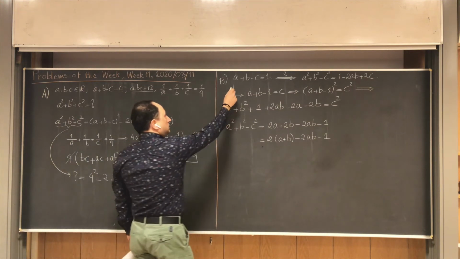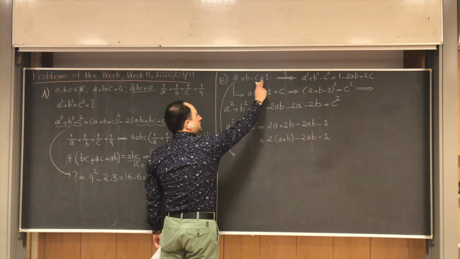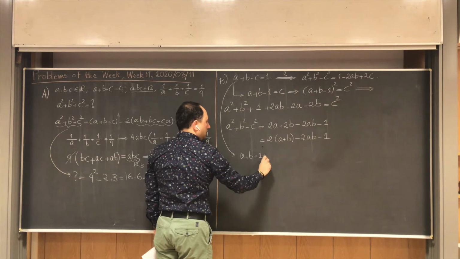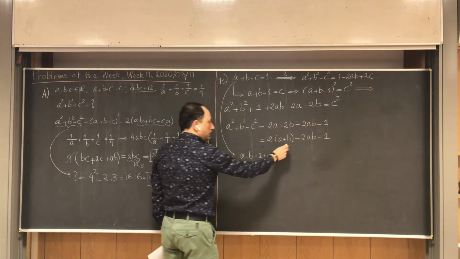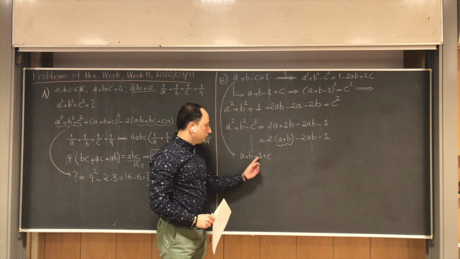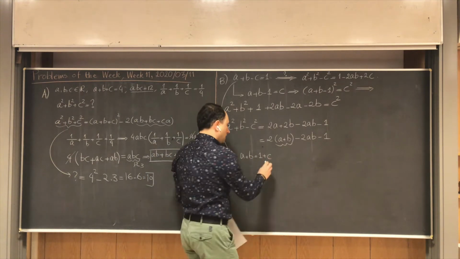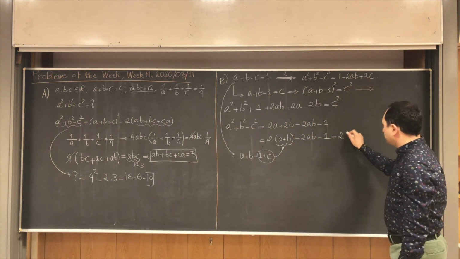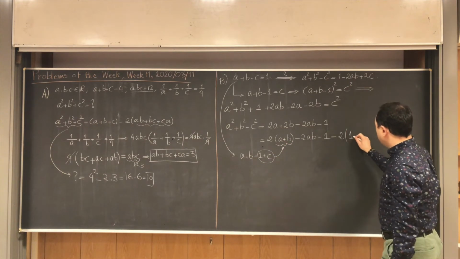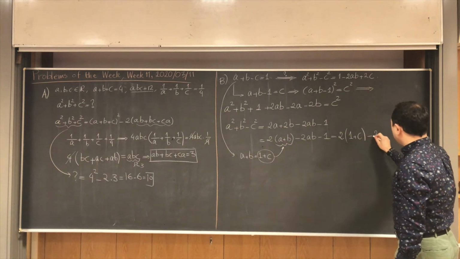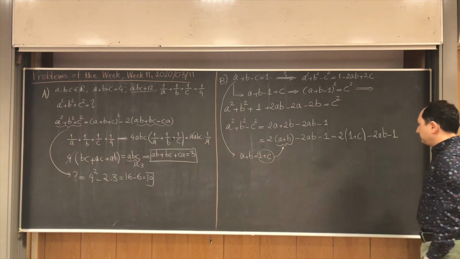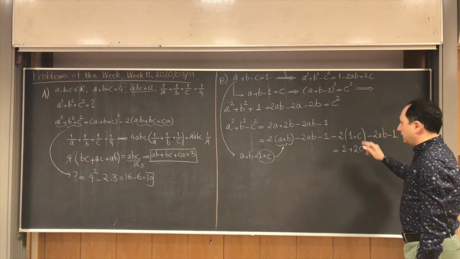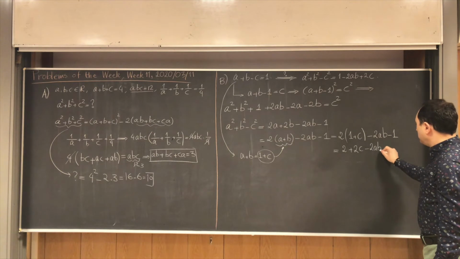Now, look here. I can move c to the right again. It becomes a plus b is equal to 1 plus c. So instead of a plus b here, I can substitute 1 plus c. So I put this one instead here. So then it becomes what? It becomes 2. Instead of a plus b, I put 1 plus c. And then I have minus 2ab, and then minus 1. And if I simplify this, it becomes 2 plus 2c. I multiply 2 inside. Then I have minus 2ab minus 1.